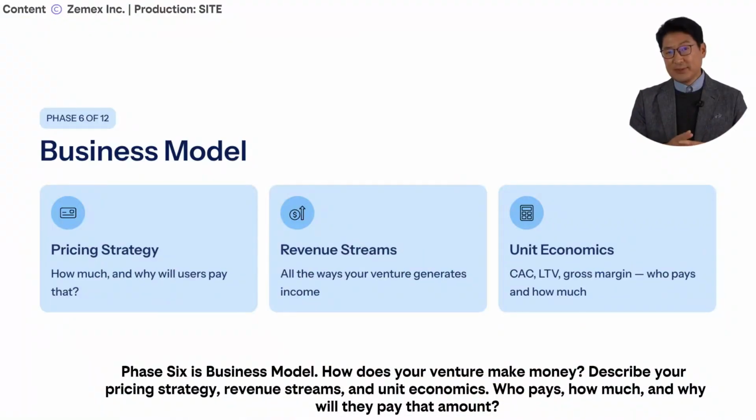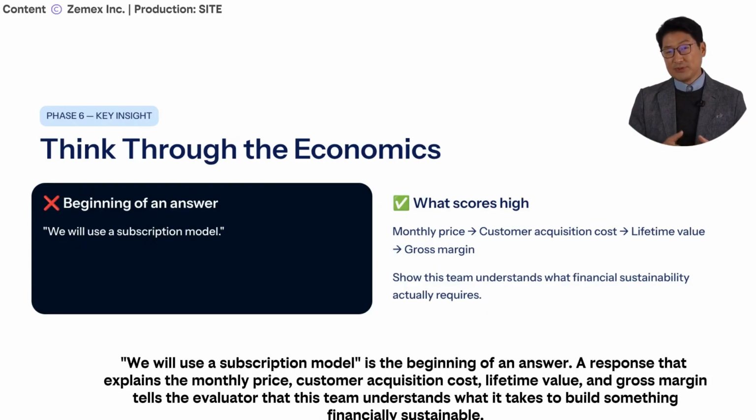Phase 6 is business model. How does your venture make money? Describe your pricing strategy, revenue streams, and unit economics. Who pays how much and why will they pay that amount? "We will use a subscription model" is the beginning of an answer. A response that explains the monthly price, customer acquisition cost, lifetime value, and gross margin tells the evaluator that this team understands what it takes to build something financially sustainable.